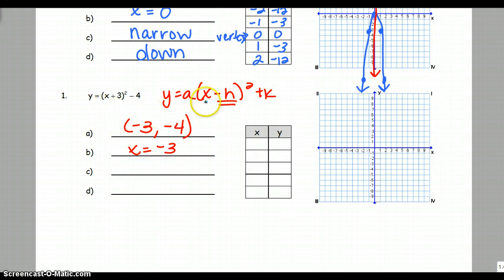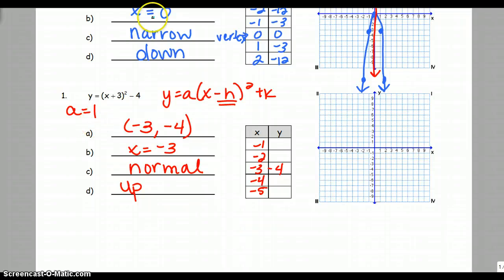This graph, taking a look at our a value in this case is 1, so it will be a normal graph. And then since that a value is positive, it's going to be up. So to graph it again, you put the vertex right here in the middle, and you would pick numbers 2 above, 2 below, and substitute in.